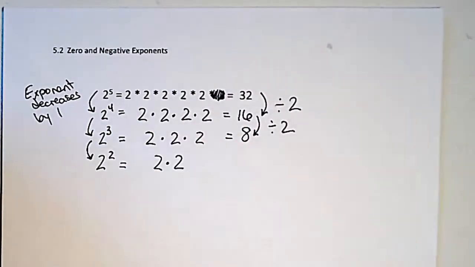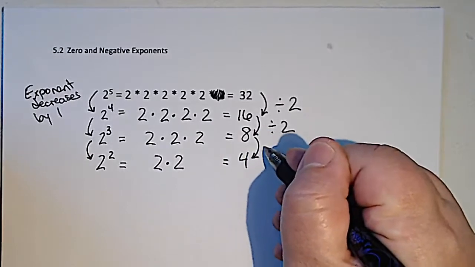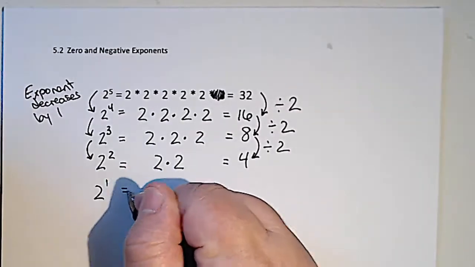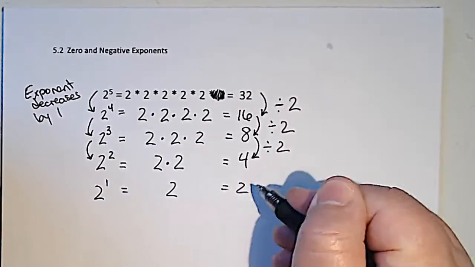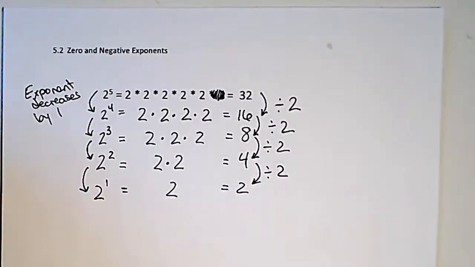2 squared. I decrease the exponent by 1. I get 4. Is that, again, dividing by 2? 8 divided by 2 is 4. Nice. Let's keep going. 2 to the 1st power, that's just a 2. 4 divided by 2 is 2. I decrease the exponent by 1.